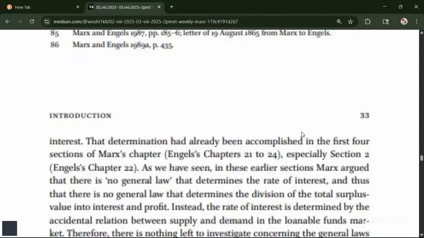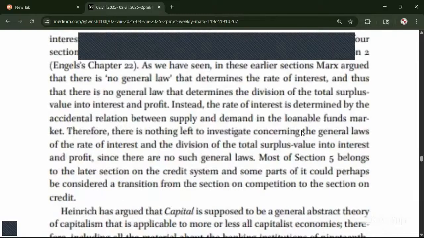As we have seen in these earlier sections, Marx argued that there is no general law that determines the rate of interest, and thus there is no general law that determines the division of the total surplus value into interest and profit. Instead, the rate of interest is determined by the accidental relation between supply and demand in the loanable funds market.